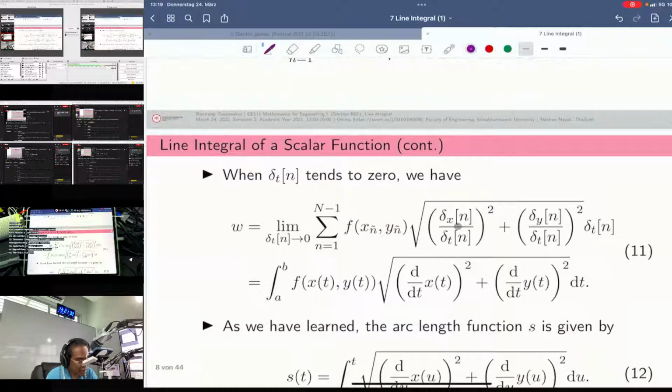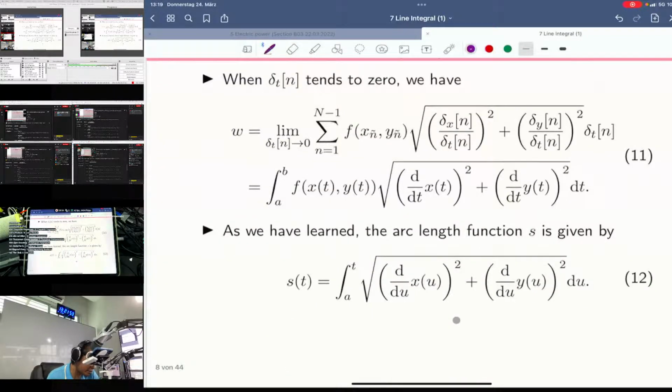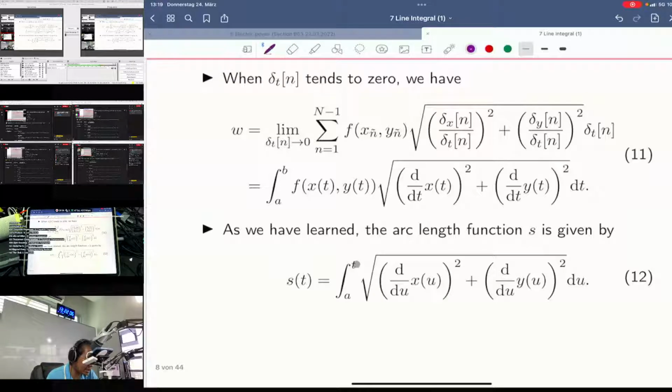Delta x by delta t will be dx by dt. Delta y at the component n by delta t at the component n will be dy by dt. That's the calculus idea. All of these are only the derivation; you don't have to worry about it. And the arc length function of any quantity will be the integration from a to t of the square root of (dx by du) squared plus (dy by du) squared. Integration is made with respect to u.